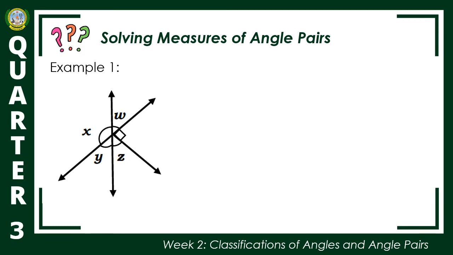So now let us apply what you have learned from the discussion. Let us try to solve the measures of the missing angles. First, if W is 43 degrees, what is the value of Z? So ito yung given. W measures 43 degrees. And then yung Z, ang nawawala.